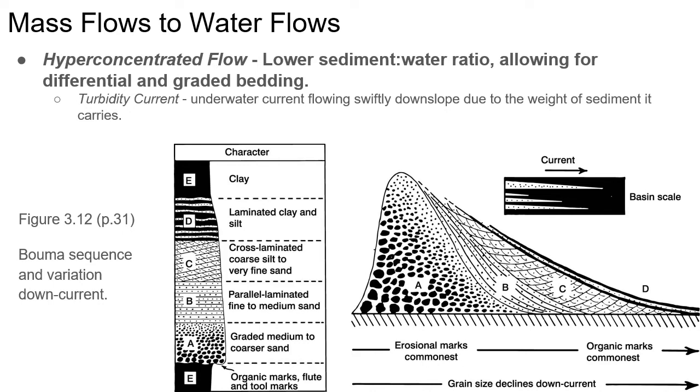Notice also on the diagram that you see, both of these are from figure 3.12 on page 31 of your textbook. The diagram on the right, you can see how this also varies laterally depending on where you are in the basin. So these Bouma sequences, again, if you're not familiar with that term, these are the kind of sequences we get from turbidity currents.